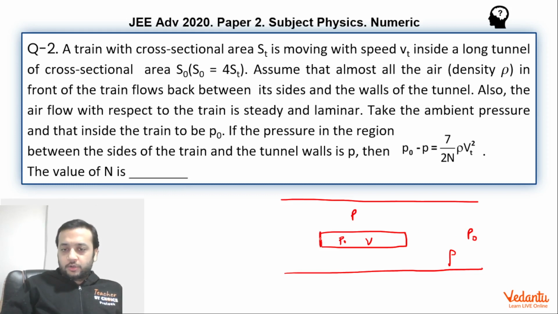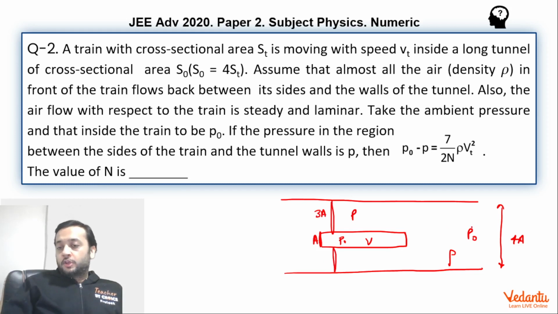So as I said, in the frame of the train, one more important piece of information is given: the cross section area of the train is A and the cross section area of the tunnel is 4A. So this clearly means that the cross section area of the tunnel besides the train, that means this leftover area, this plus this, will be 3A, correct? 4A minus A.